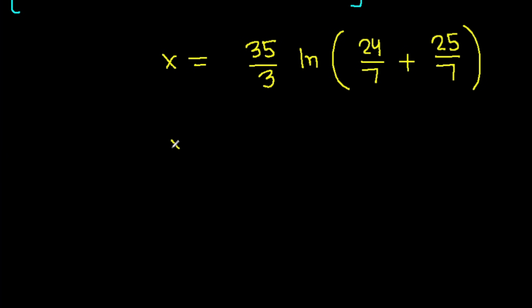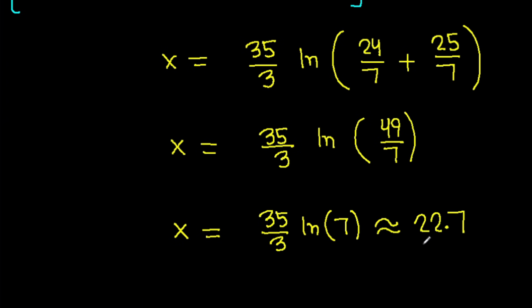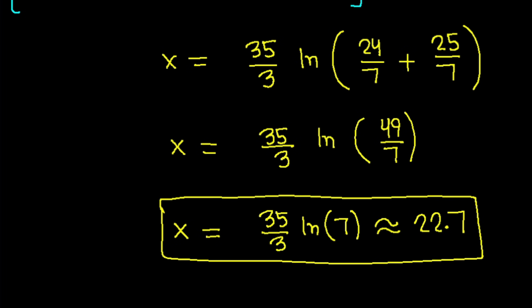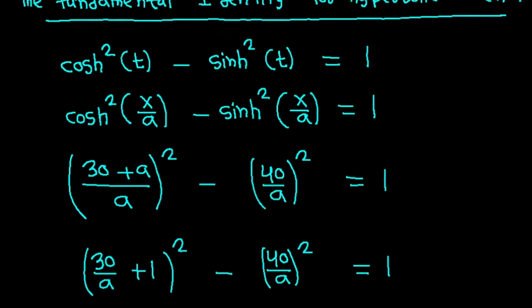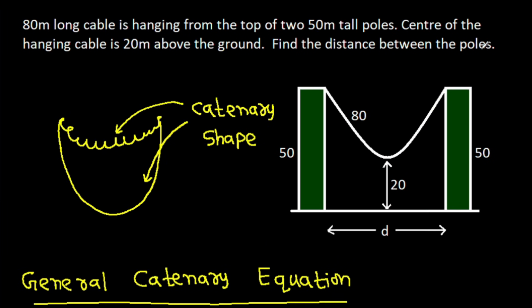and x is 35 over 3 times ln of 49 over 7, so x is 35 over 3 times ln 7, that is approximately equal to 22.7, and D is x plus x, that will be 2x. So D is 2 times 22.7, and it is 45.4.